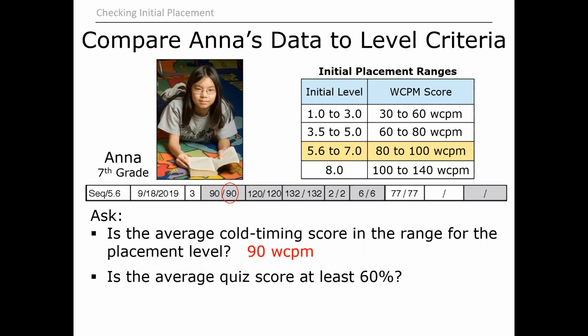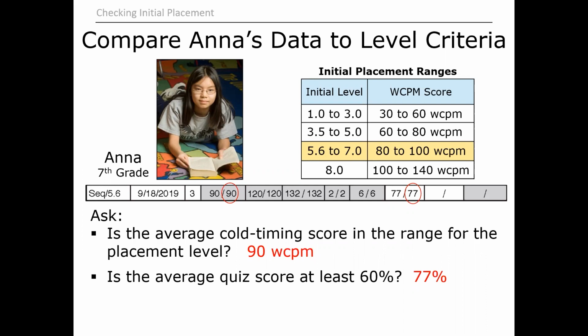The next question: is Anna's average quiz score at least at 60%? That data point is over here on the right. Now, remember, in your own students at a glance report, these columns are going to be labeled, so it'll be easier for you to identify on your own students' reports. Anna's at 77%, so she's not below 60. I don't need to lower her based on comprehension, and her words correct per minute score indicates she's in the right spot.